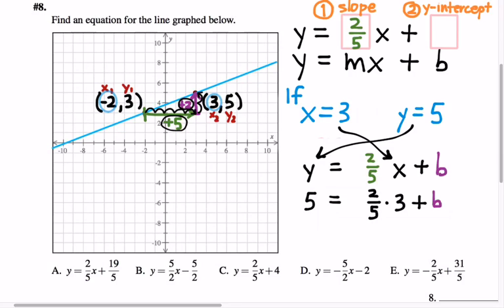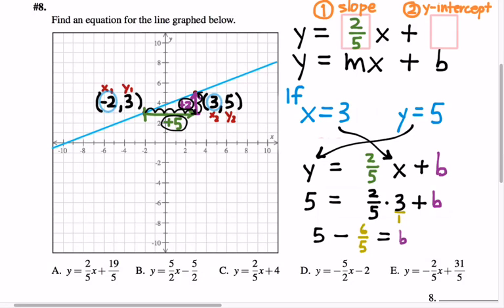Find out what 2/5 times 3 is. 2/5 times 3. So make 3 into a fraction, 3 over 1. Multiply across, what do you get? 6/5. 6 on top, 5 on the bottom. So I'll still have 6/5 plus b. The left-hand side of the equation is still 5. So you subtract 6/5 from 5. I'm just going to take a shortcut here and do this.